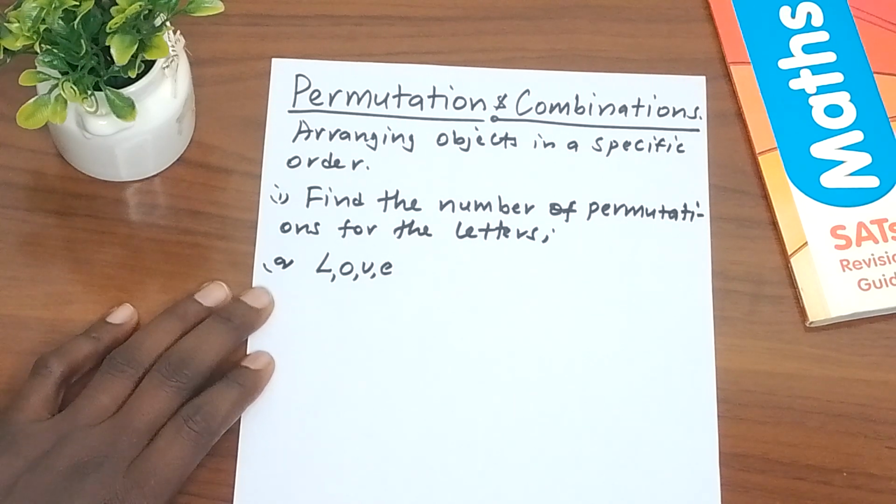So in permutation, in arranging objects in a specific order, what we are looking at is how many ways can the word love be written. How many ways can the word love be written? Here is a simple way to do this.